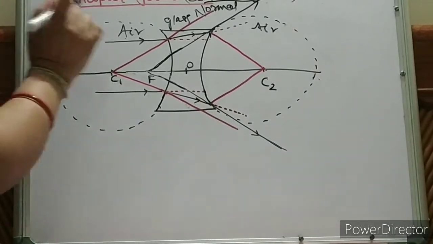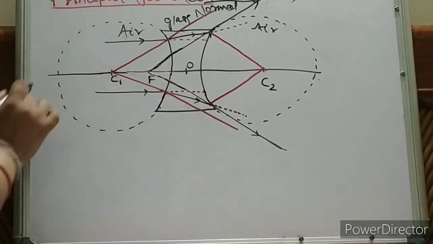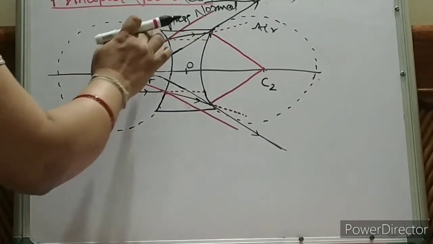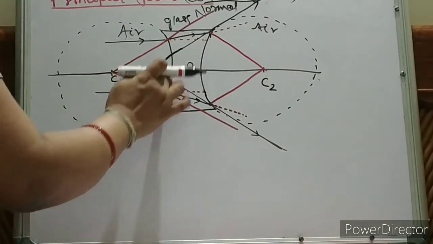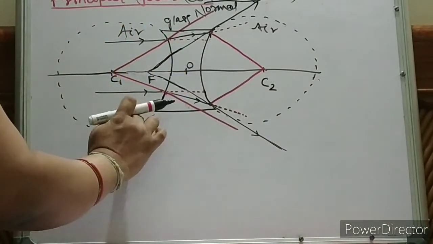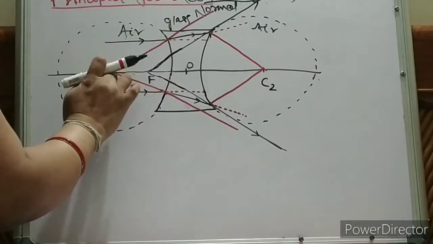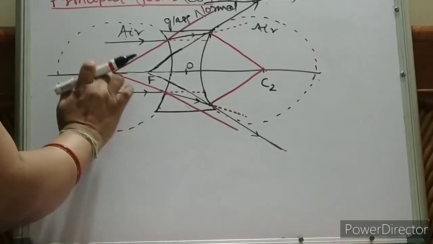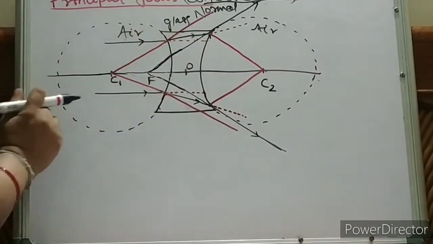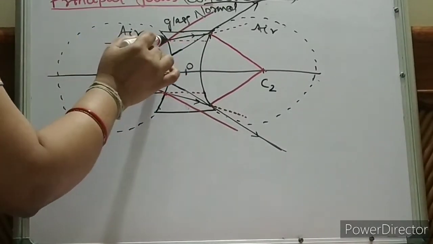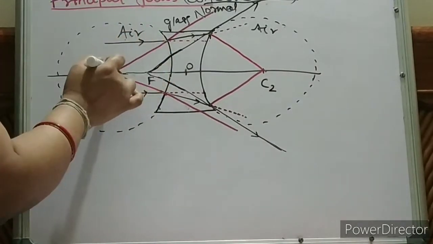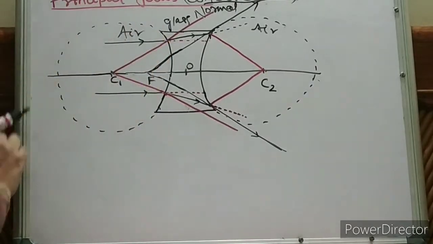Then you can say it is striking at this point. There are two centers of curvature. Then which center of curvature should we join to this point? This refracting surface, children, is part of this total sphere. So the center of this spherical glass surface is the center of curvature for this part. That's why for the normal, we will connect this point where the ray strikes the surface to the center of curvature.